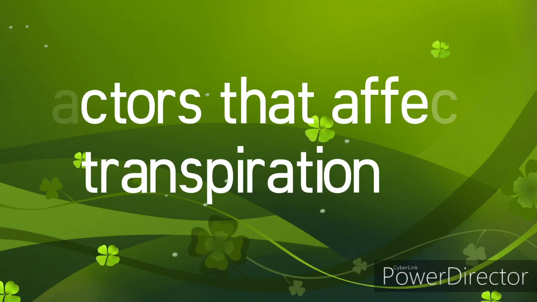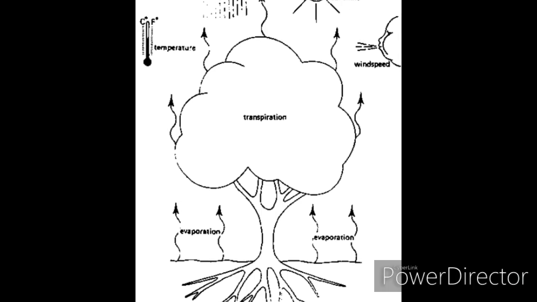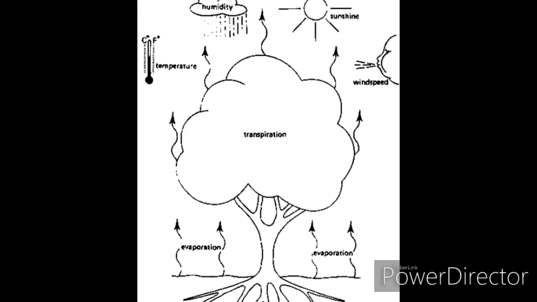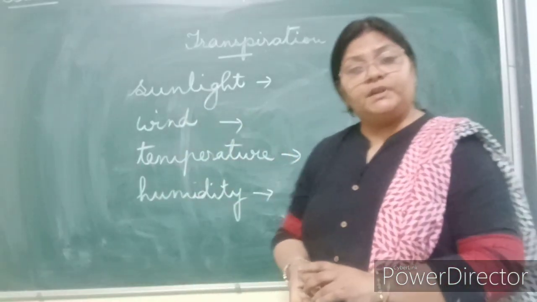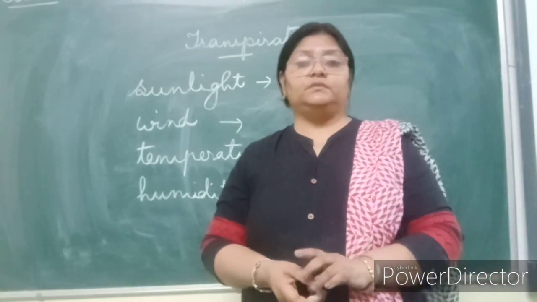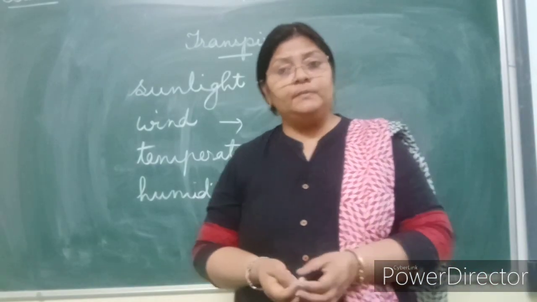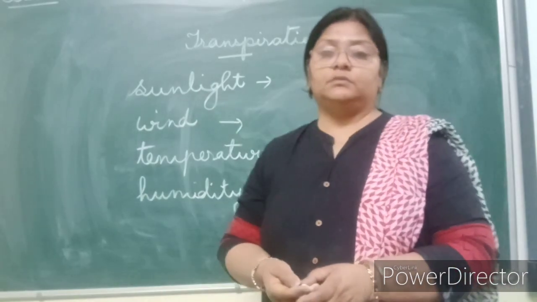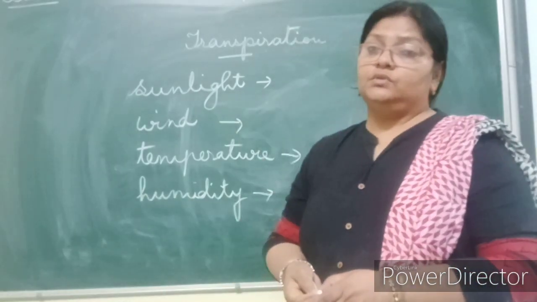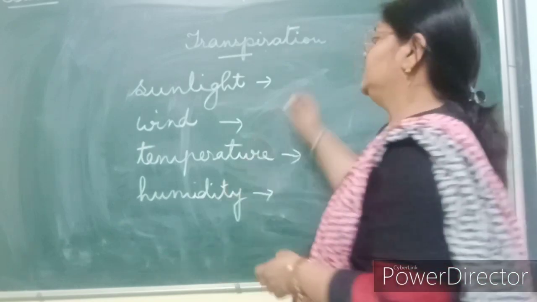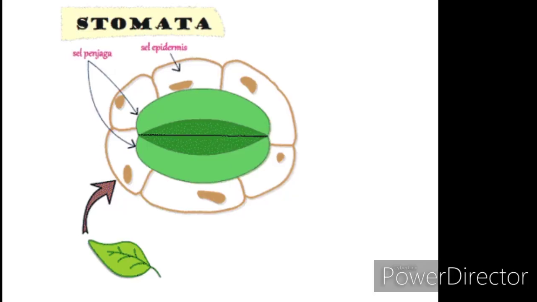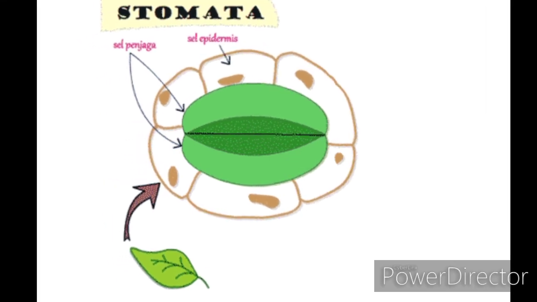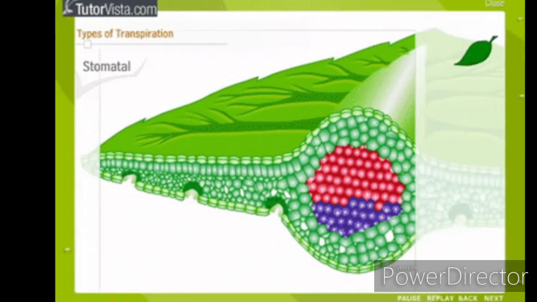Talking about the factors that affect the rate of transpiration, whether it be increased or decreased, let us talk about that. First factor being sunlight. Sunlight is a very important factor because in the sun, the stomata are open and the water is given out through the stomata. So bright sunlight will always increase the rate of transpiration. If there is no sunlight, the stomata will close, so transpiration will not occur then.